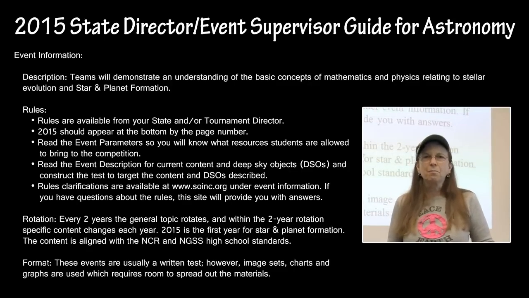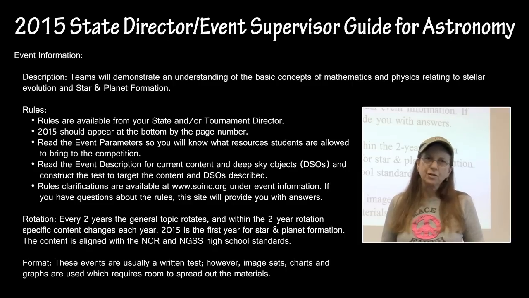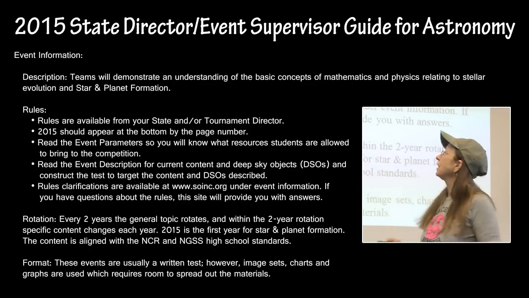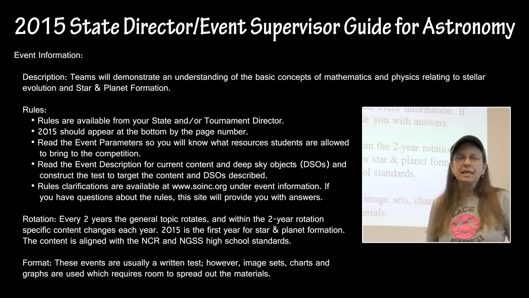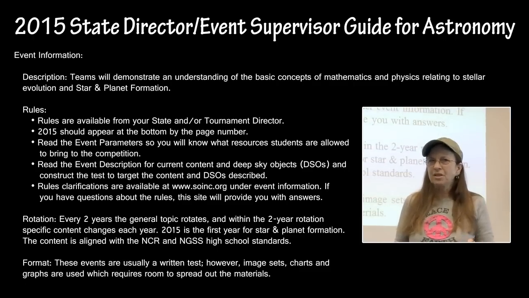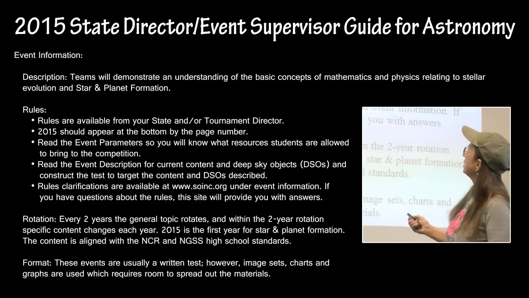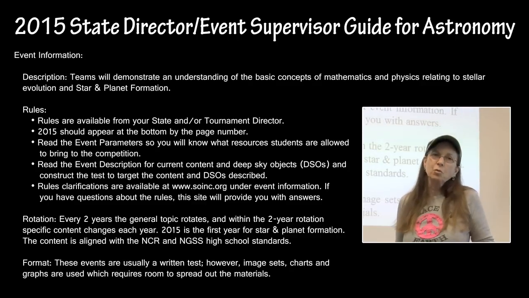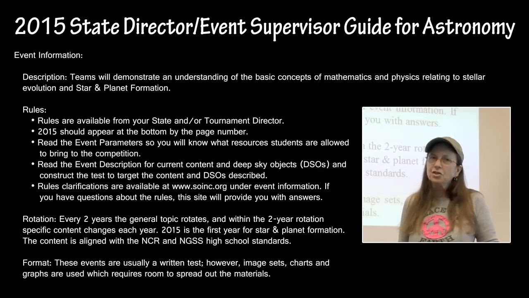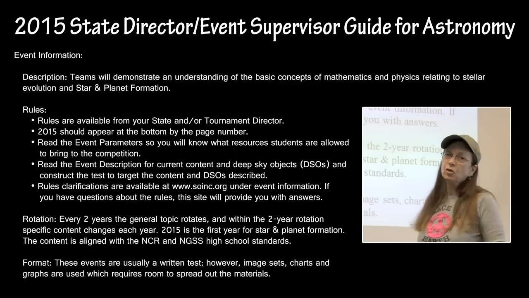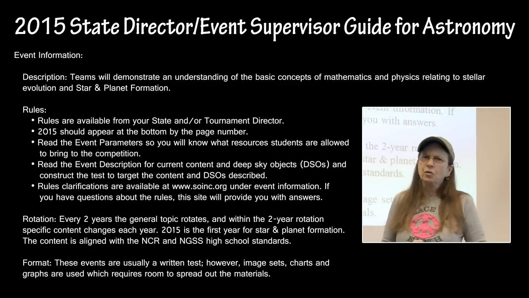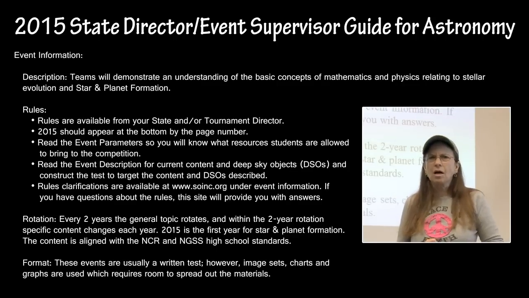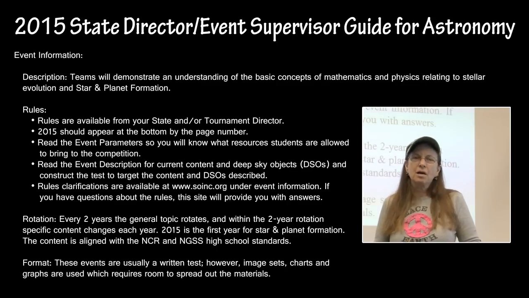It is available from the state director or the tournament director. And look at the rules for the event. The event includes the specific content, the event parameters. The parameters will tell you what the teams will be able to bring to the competition as the resource during the competition. And the event description will give a list of the content and specific features or objects or deep sky objects that are in this particular year's competition.